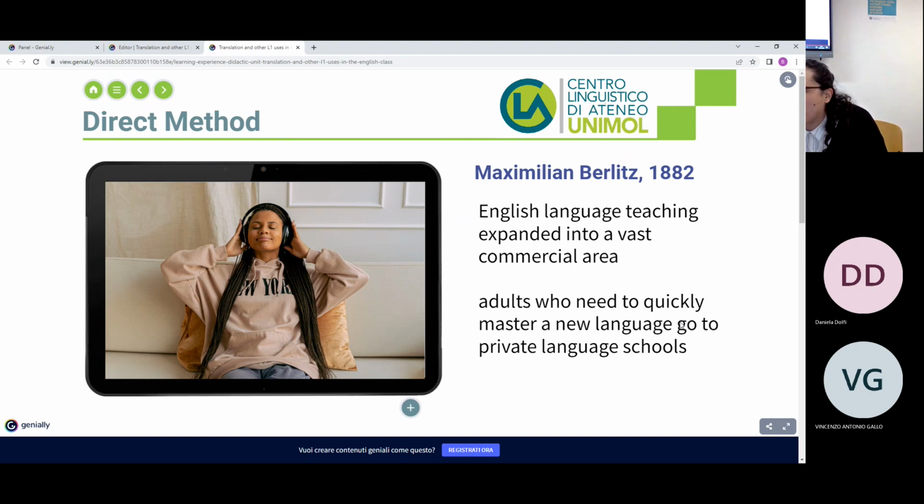Ci sono molte scuole Berlitz in giro per il mondo che ancora propongono questo metodo. C'è qualcuno che le conosce? They started in the US.